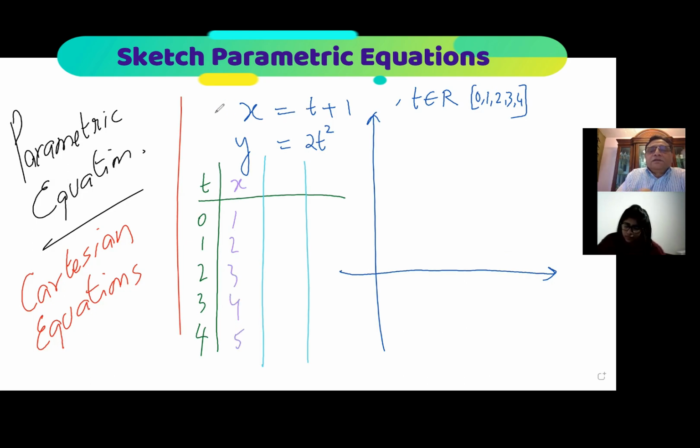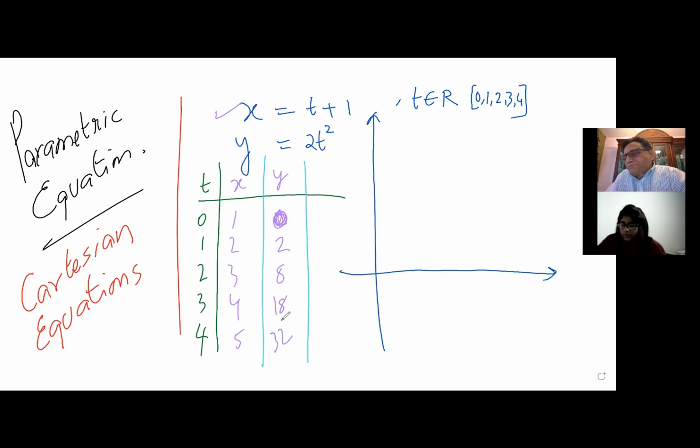I added 1, right? This equation. And for y values, I'll square and multiply by 2. T is 0, so y is 0. Now 1 squared is 1 times 2, that is 2. 2 squared is 4, 4 times 2, 8. 3 squared is 9, 9 times 2, 18. And 4 squared is 16 times 2, 32. Is that clear to you? So I've got x and y values.